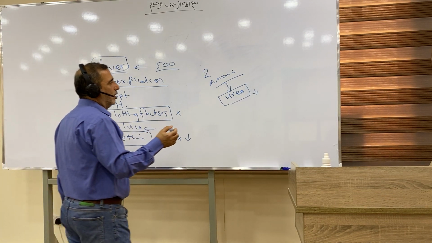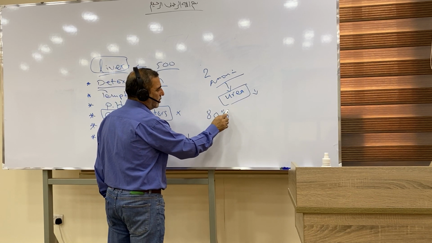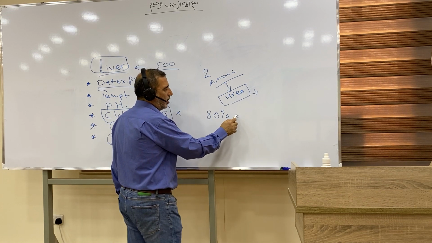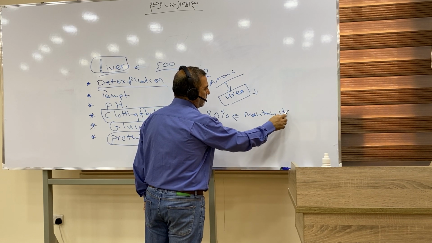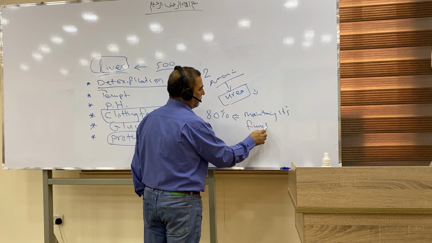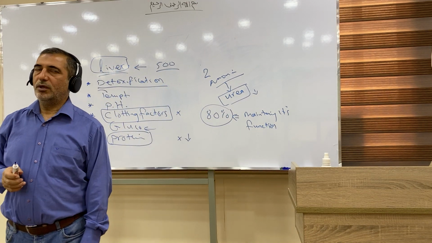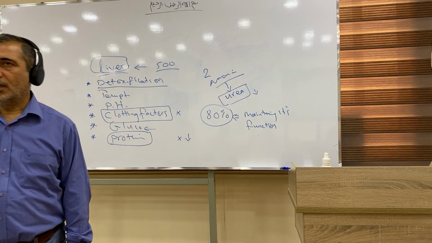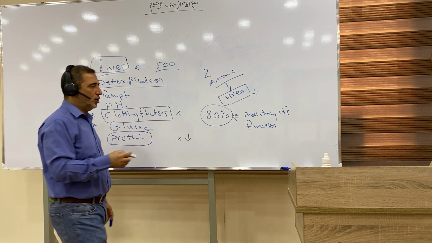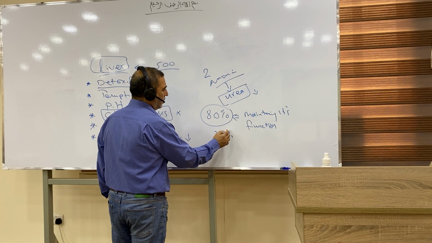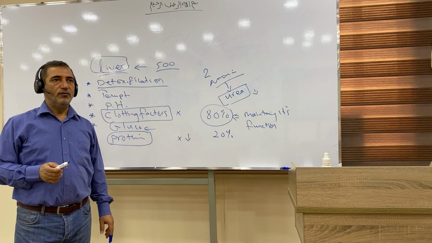Actually, the liver can be destroyed up to 80% and it keeps maintaining its function. 80% parenchymal damage of the liver can occur and the liver still maintains its function. Meaning only 20% of the liver parenchyma remains, and this can maintain the function of the liver.